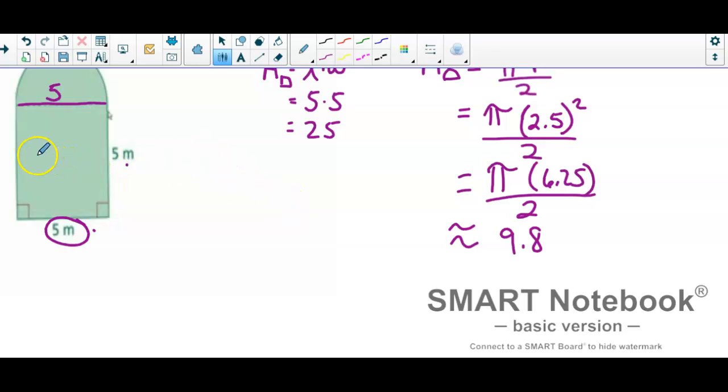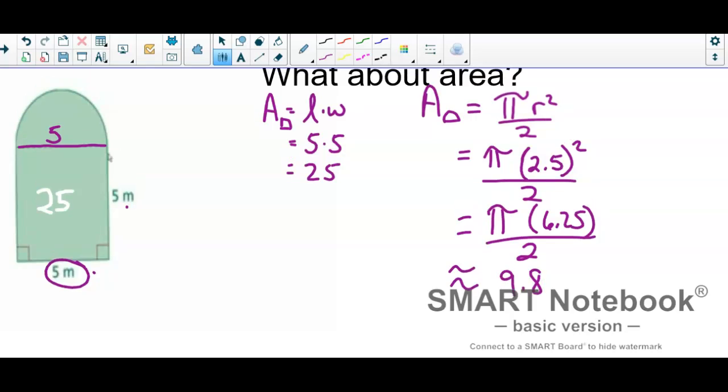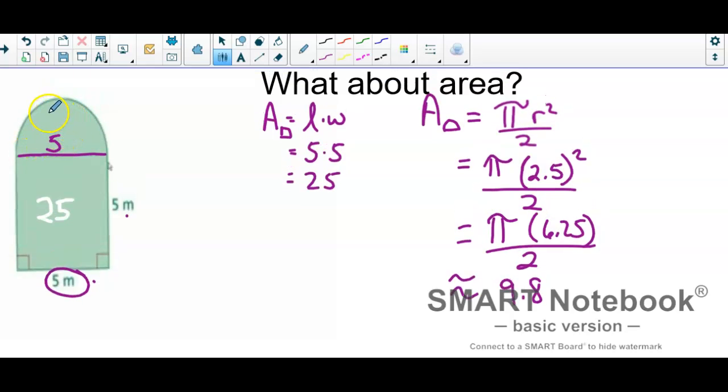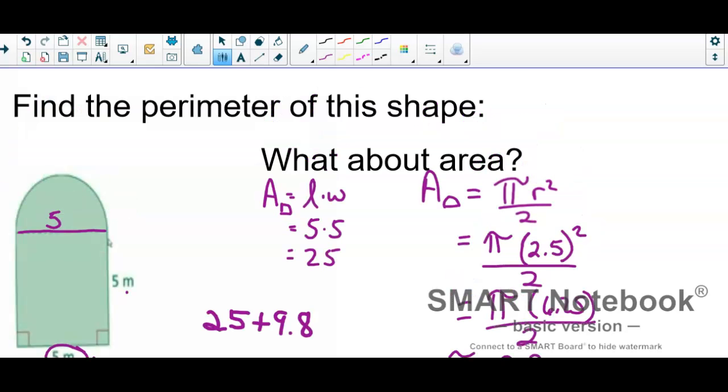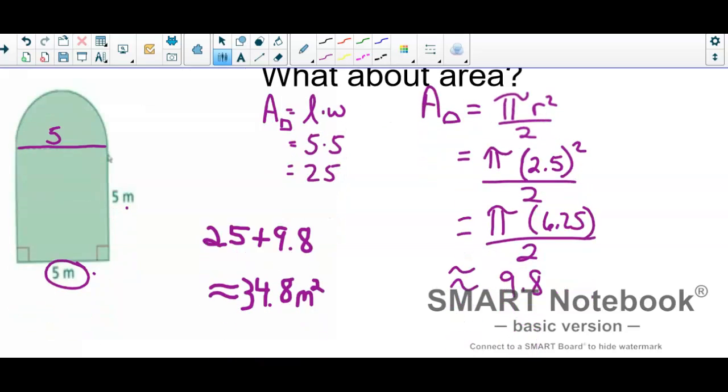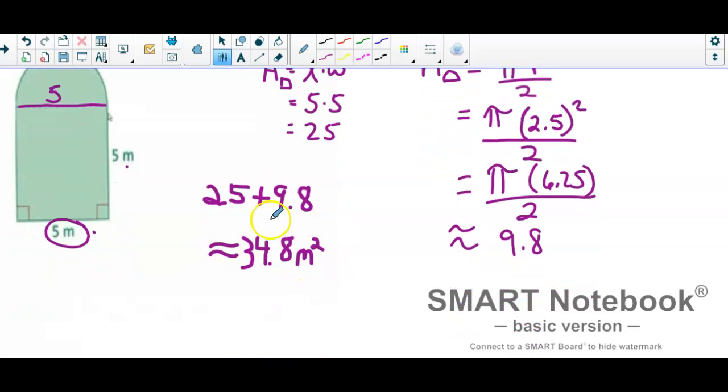So the area of this is 25. An area I always want to write inside my shape. The area of this is approximately 9.8. So what is my area altogether? What do I need to do with these two? I need to add them together. And I get a running total of 34.8 meters squared. Okay, that one is squared.